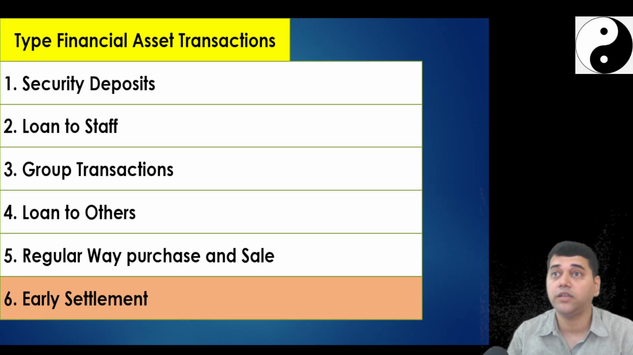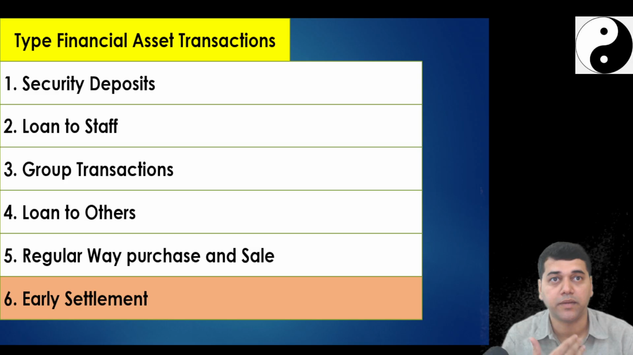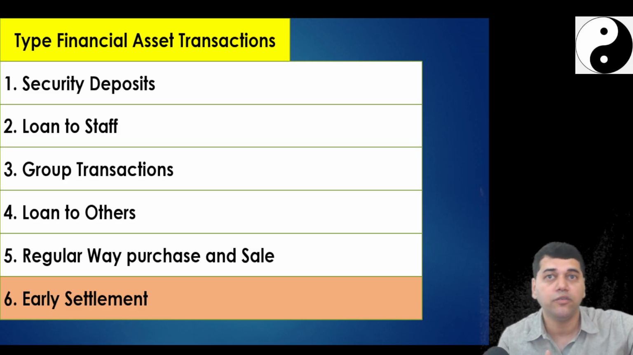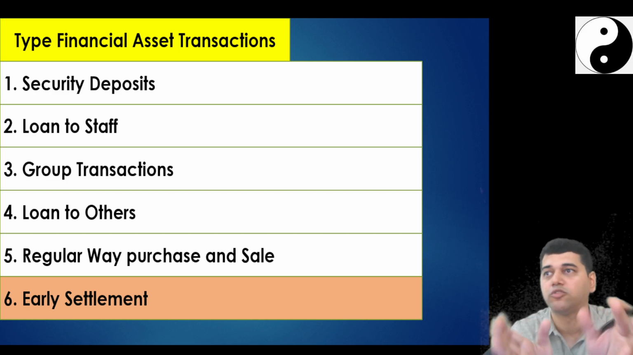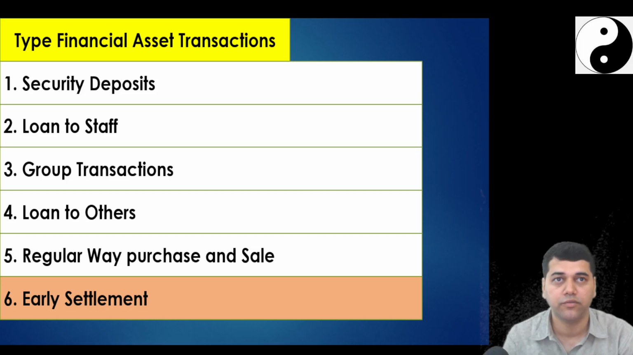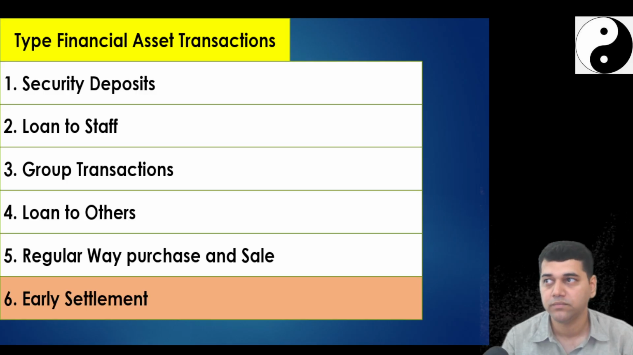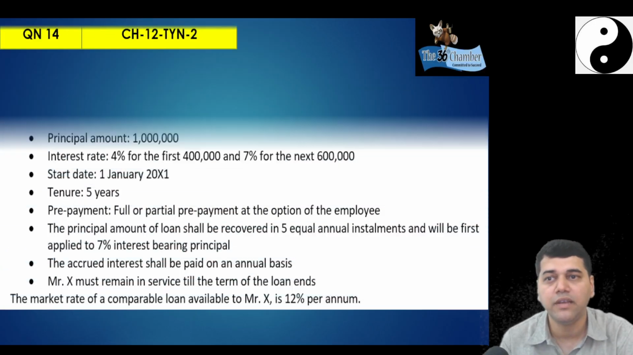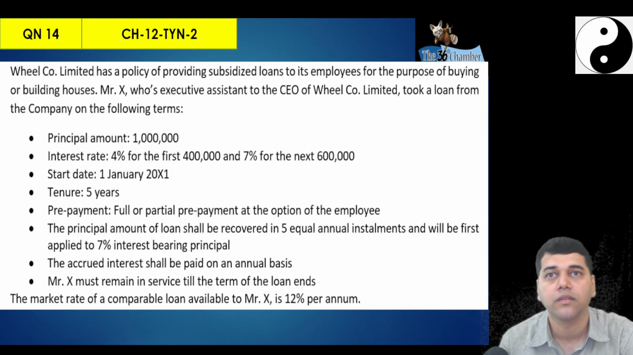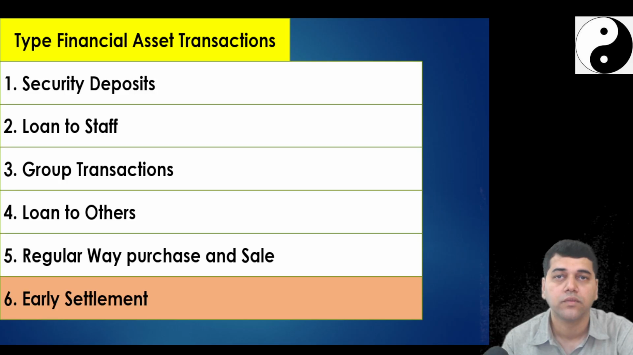Now we will go to another very important topic. This question has appeared in your examination, a little bit confusing but manageable, called early settlement. What if you have given a loan to an employee for 5 years, and suddenly he says, sir, please take this loan back, I don't want it. How to account for this? We have learned how to do an amortization schedule and account for it for the full 5 years. What if he gives the money back before the schedule? That we will learn here.